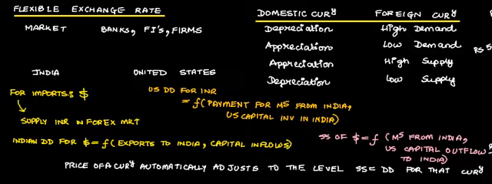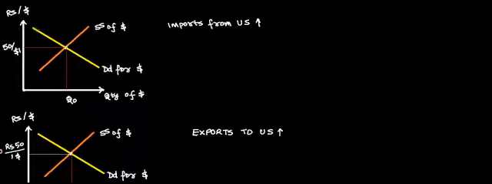Flexible exchange rate. Under a flexible exchange rate, the rate is determined in the market by banks, financial institutions, and firms for the purpose of arbitrage, hedging and other speculation purposes, and they demand and sell currency. Their demand and selling of currency determines the exchange rate. This is the demand for dollars and supply of dollars between India and USA.